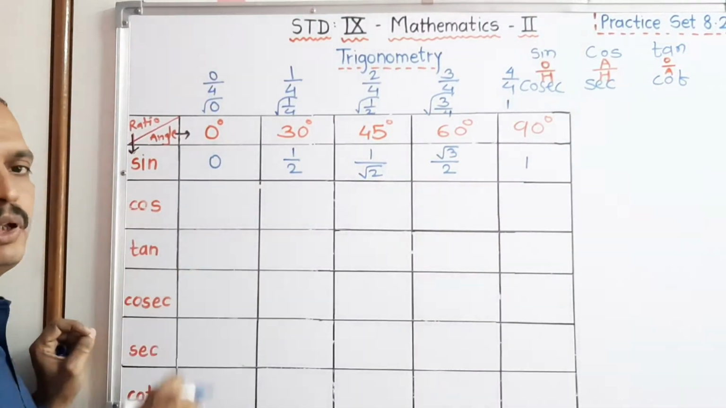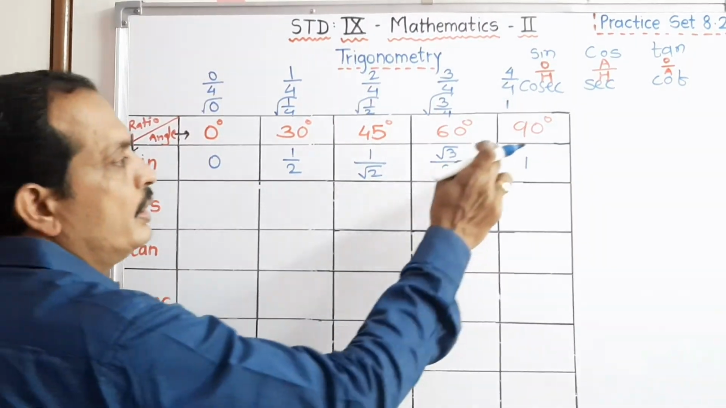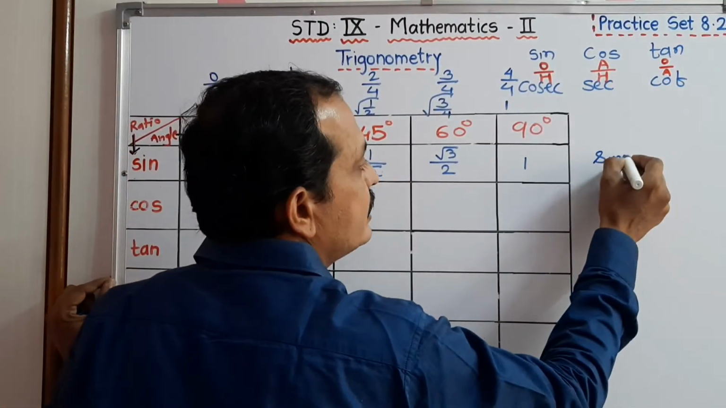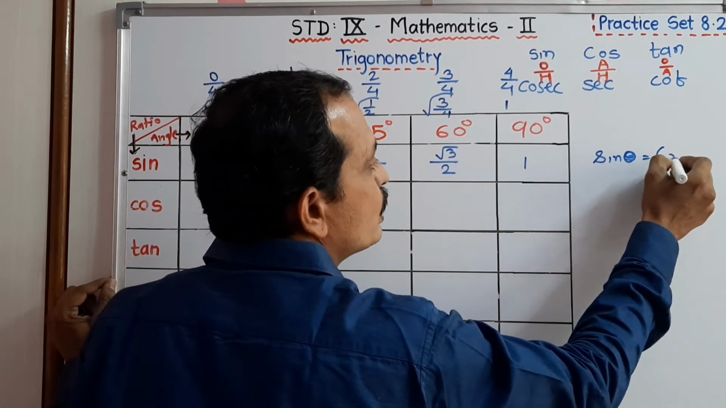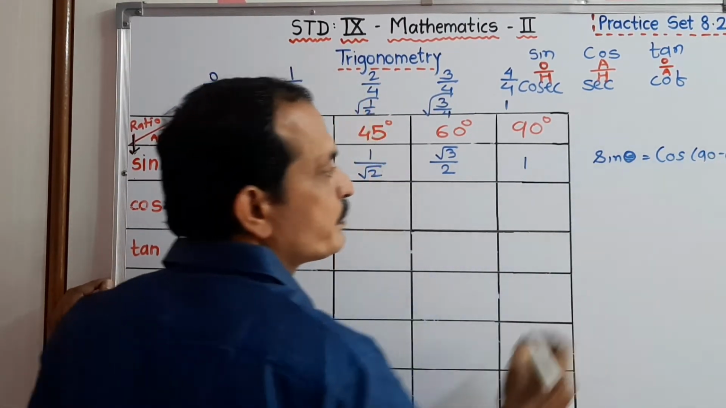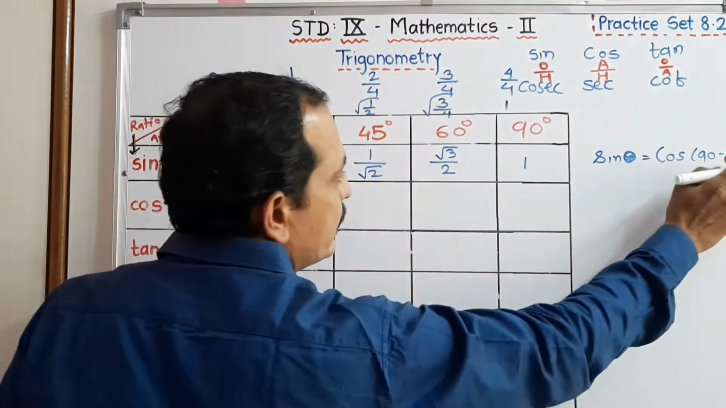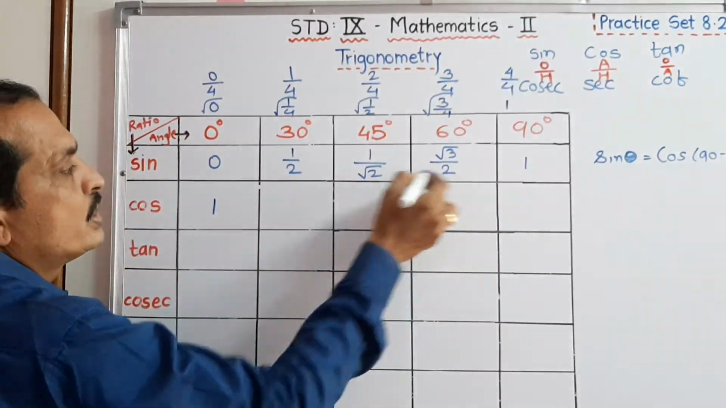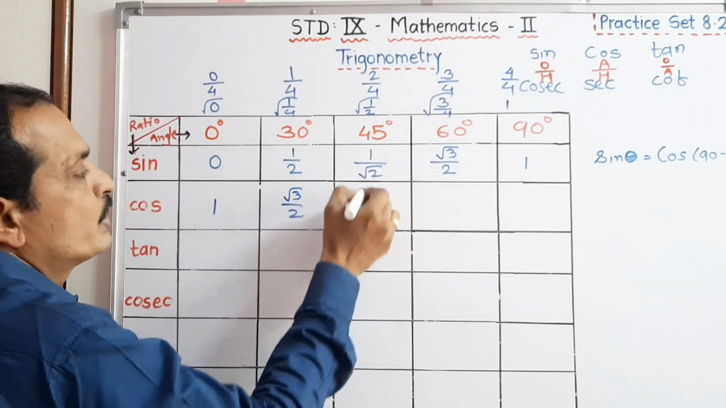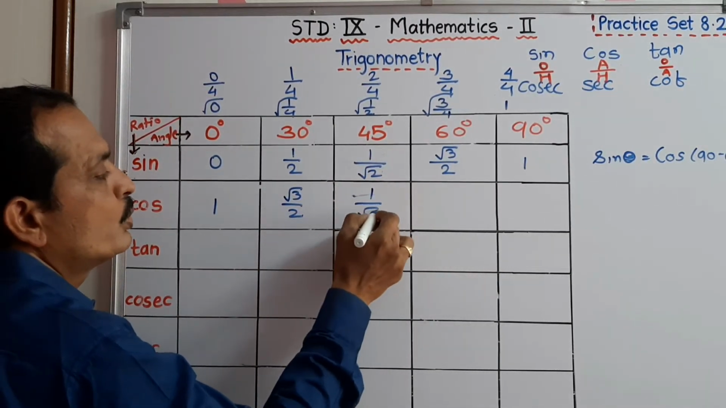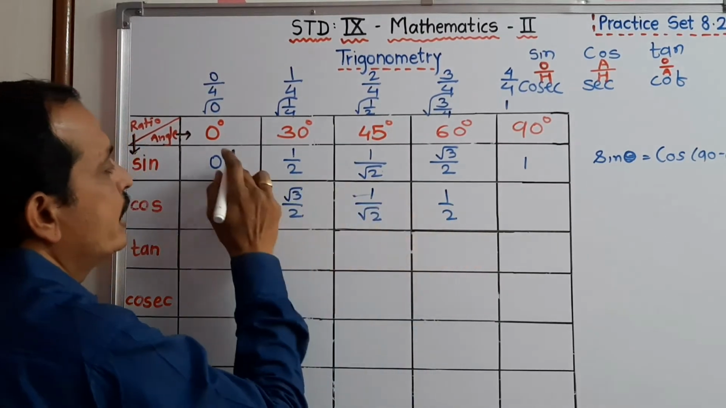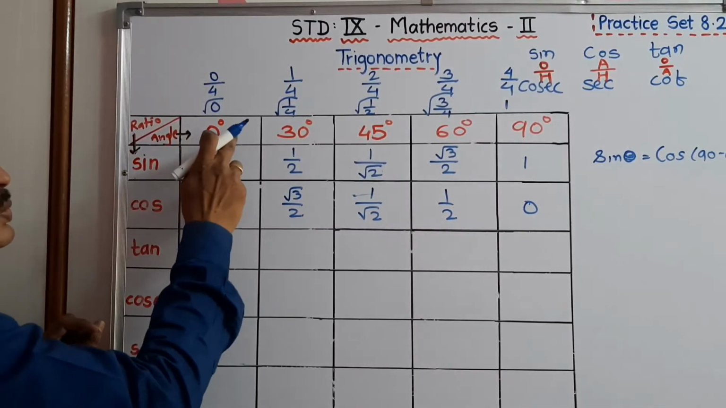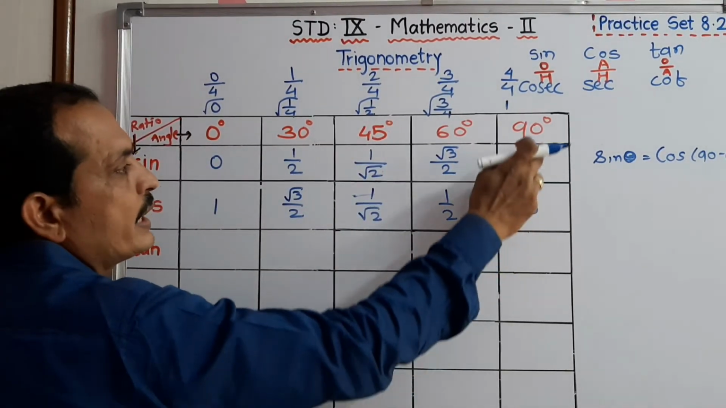After that, we have to write the values of cos. Dear student, this sine, just now we learned, that sine theta is equal to cos 90 minus theta. But forget about it, I will tell you later on this. For writing the values of cos, start with 1. This 1 is here, root 3 upon 2 is here, then 1 upon root 2 is as it is. This is 1 upon 2 and this 0 is here. Got it? Now observe dear student, sine 0 is equal to cos 90 degree.